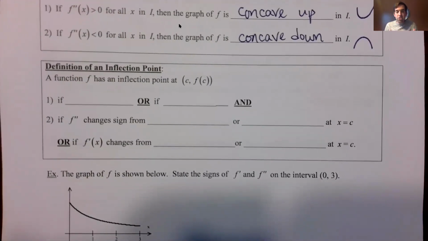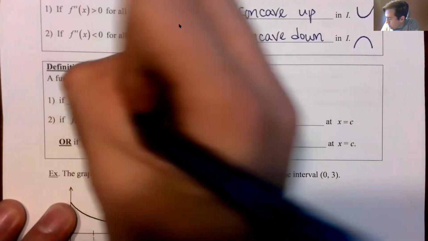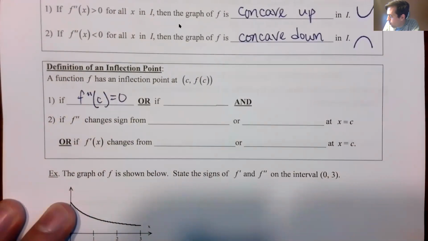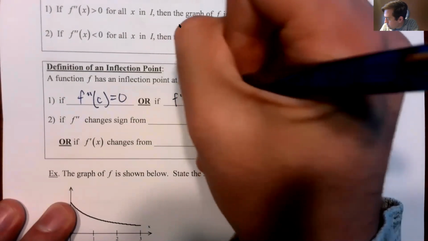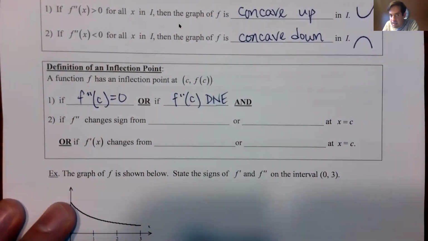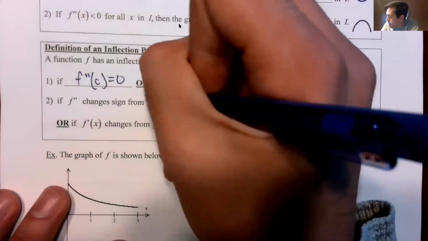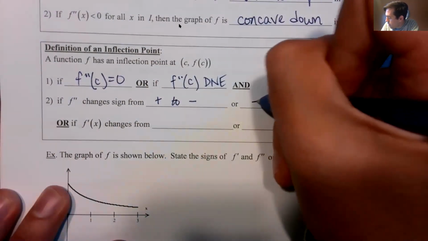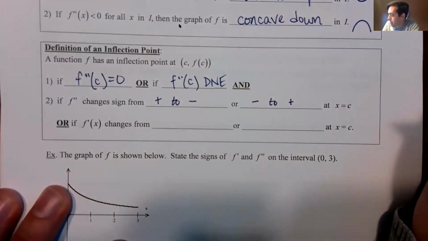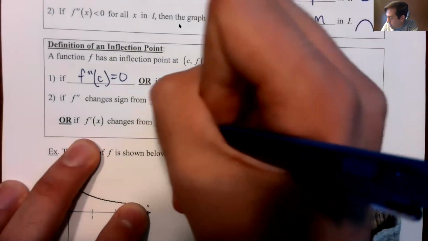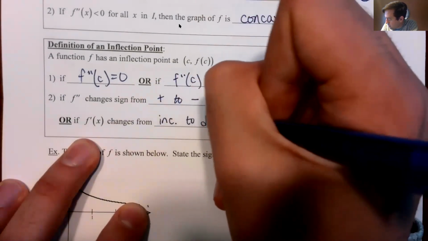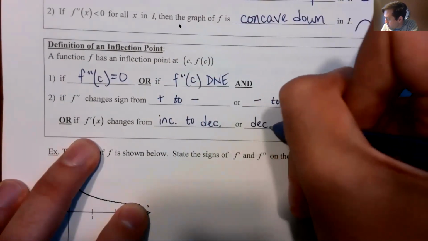And that brings us to inflection points, which are basically the second derivative version of critical numbers and critical points. An inflection point is if the second derivative of c equals 0, or if the second derivative of c does not exist, and the second derivative changes sign from positive to negative, or negative to positive at x equals c, or if the first derivative changes from increasing to decreasing, or decreasing to increasing.